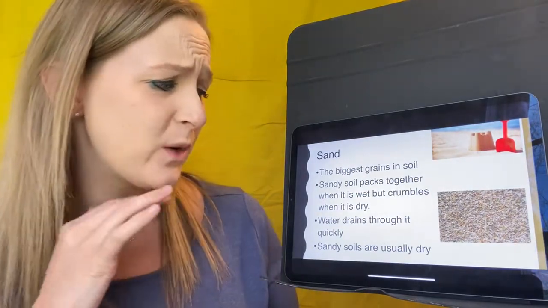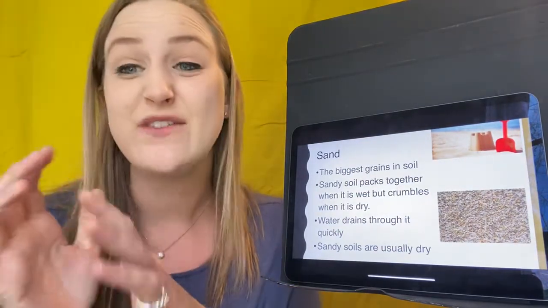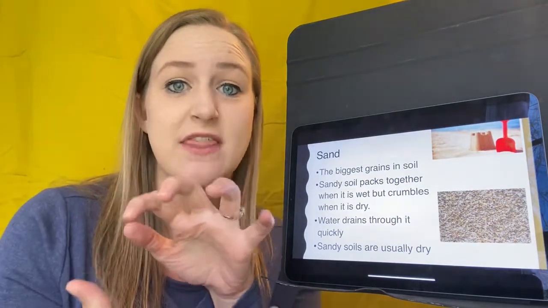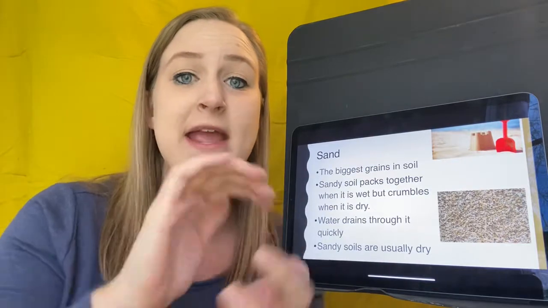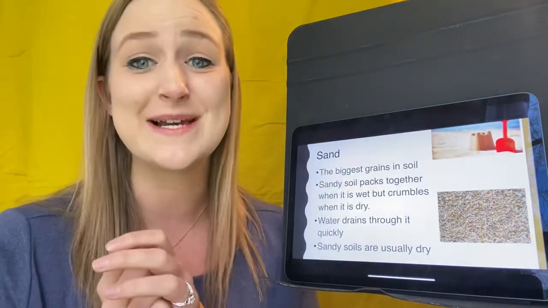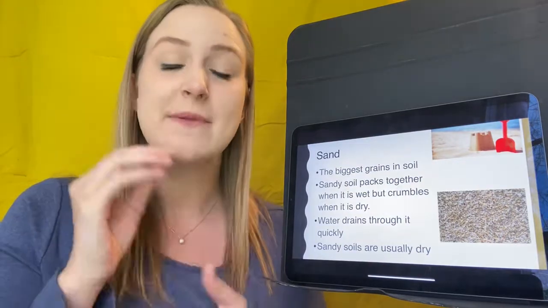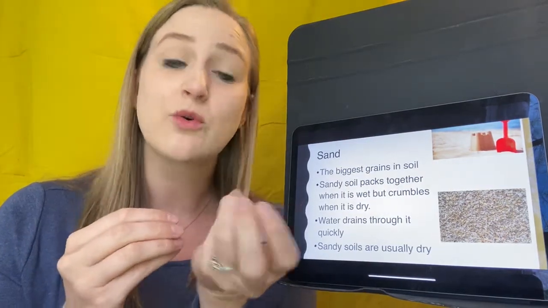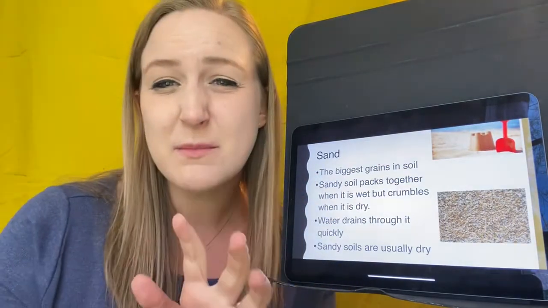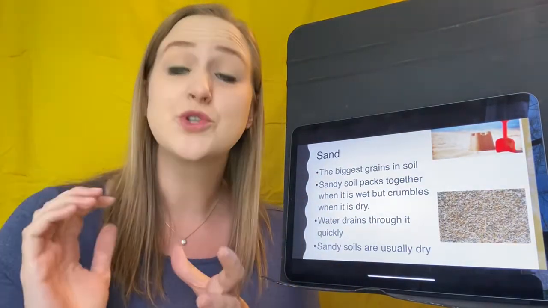The sandy soil will pack together when it's wet. If you've ever gone to the beach and you have wet sand, it's a lot thicker. It sticks together. You can make it into little balls of sand. You can use it to make a sand castle like you see up here. But once it dries, it's more crumbly and falls apart a little bit more, because the water will drain through it.